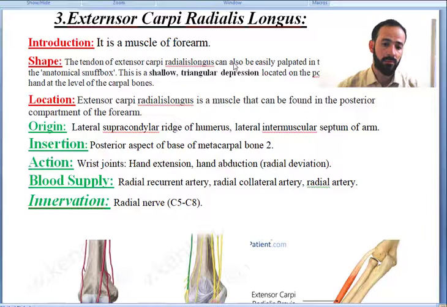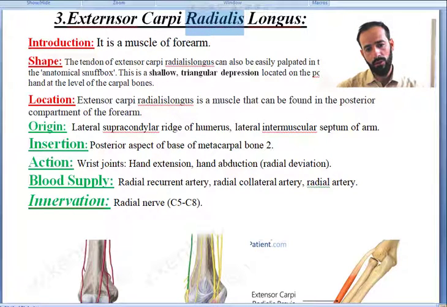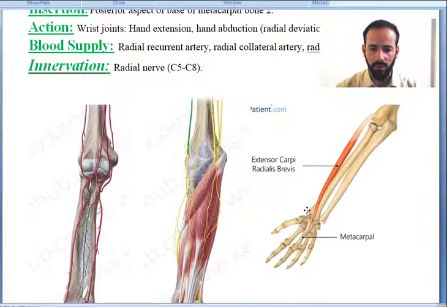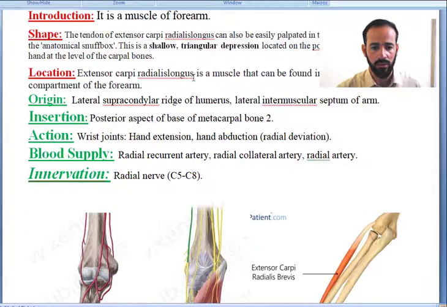Now let us discuss the extensor carpi radialis longus. It will cause the extension of the carpal bones. It will come along the radius bone, and longus means it is a longer muscle, right? So look carefully. This is the extensor carpi radialis longus muscle. Let's see.